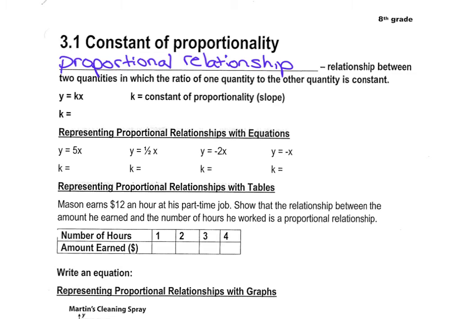Okay, so you're going to see it in the form y equals kx, where k, whatever's in front of this x value, is your constant of proportionality. Like, so if I had y equals 3x, 3 would be your k value, your slope, or the constant of proportionality. Okay?